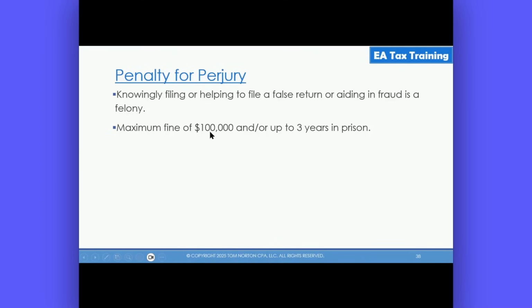The IRS wants to make sure that you know that it is a serious offense to knowingly file a false or fraudulent tax return. So they will probably ask you a question about this. So you will want to know this: $100,000 and up to 3 years in prison. Again, we'll get much more into that in part 3 of this course.